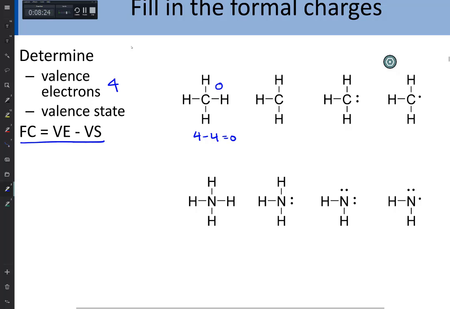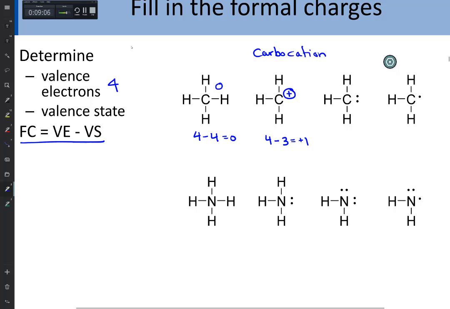What about the next one? 4 minus 3. That's a plus 1. So this is a plus like that. This is actually known as a carbocation. It's a carbon cation. It's a special kind of beast. We see a lot of it, though. In organic chemistry, it happens all the time. It's usually an intermediate formed in a reaction. Sometimes it's formed in resonance structures. But yeah, we see it all the time.